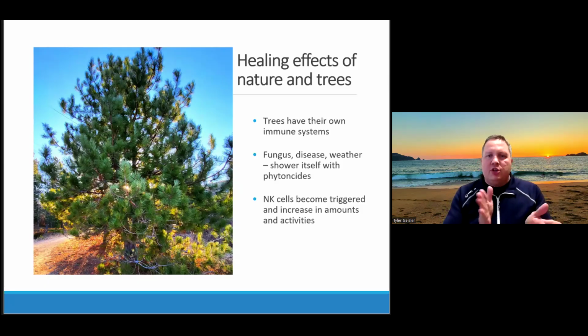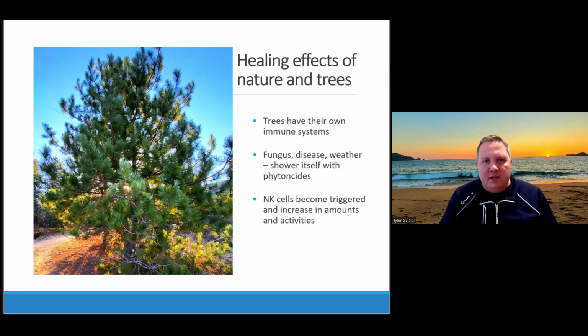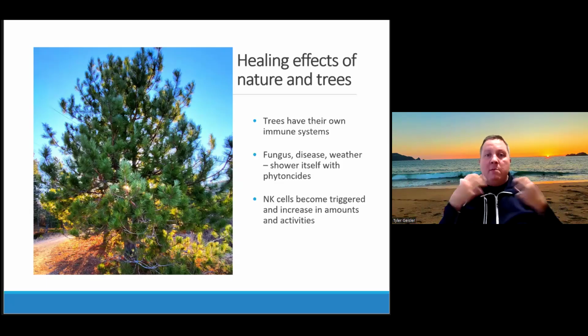So what this slide says is that trees have their own immune systems, right? Trees and vegetation are constantly under attack, just like we are. Our immune systems are always going. There's bacteria, there's viruses on things. Trees also have their own immune systems, which activate when they're being attacked by fungus or disease or weather, right? The cold will activate vegetation's immune systems. The wind will actually activate it, right? And when their immune systems are activated, they produce something called phytoncides, right? They emit these phytoncides, it goes into the air, and we breathe them in.